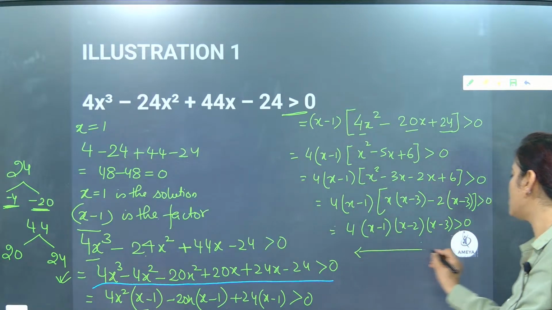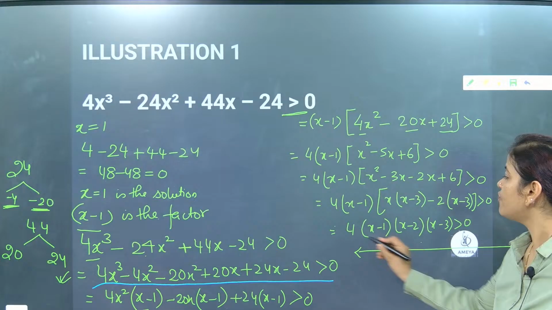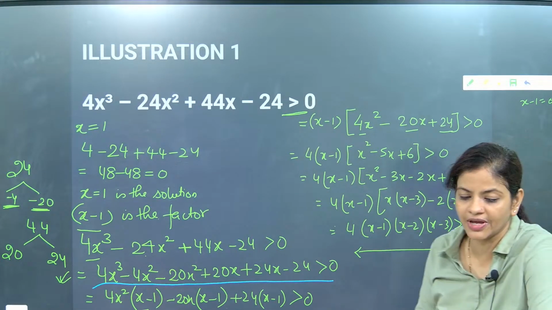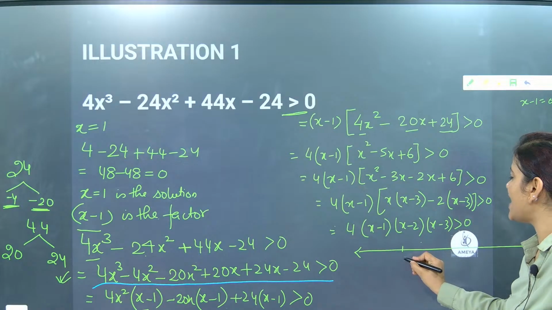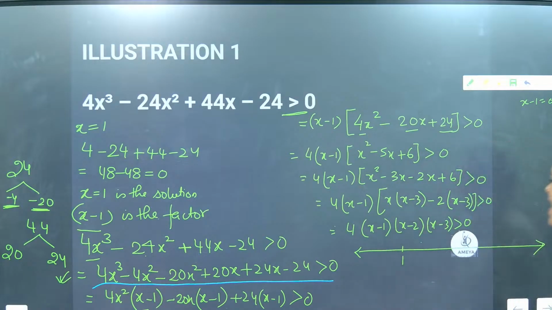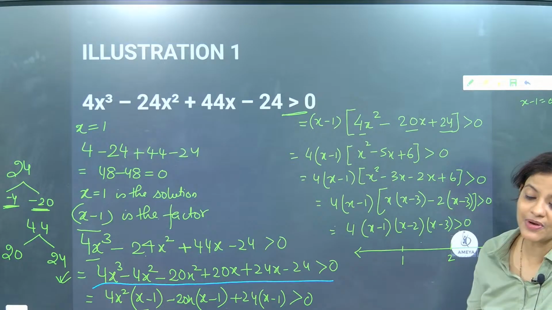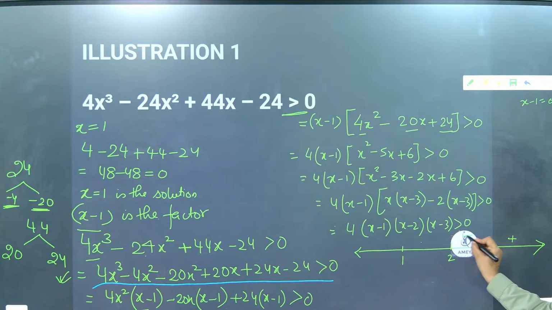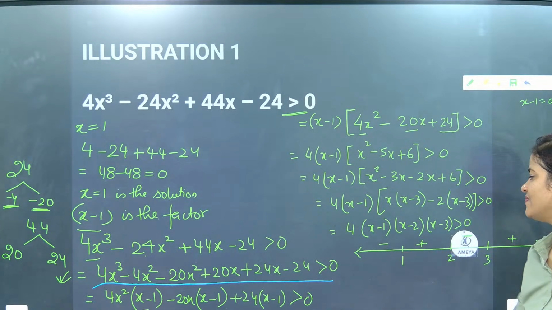So our time is here to draw the region. Let's draw the region here. First is x minus 1 equal to 0. When x minus 1 equals 0, what is the value of x? 1. Another value of x is 2. Another value of x is 3. So now we have 3 points, according to the factors. Now, when we are presenting inequality, we always write with plus, and in between what will come? Minus, and then plus, and then minus.